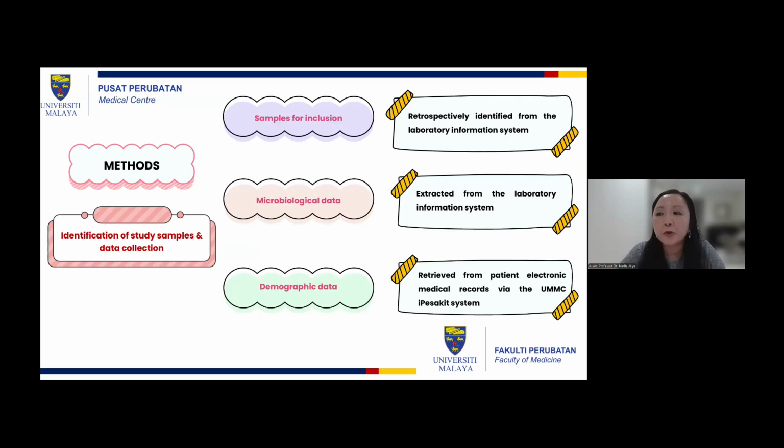Samples for inclusion to the study were retrospectively identified, and microbiological data, including sample type and Auramine O smear microscopy results, were extracted from the Department of Medical Microbiology UMMC laboratory information system. Demographic data, including age, gender, and nationality, were retrieved from patient electronic medical records by the UMMC system.